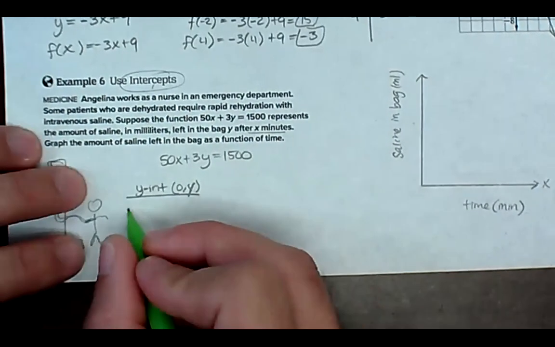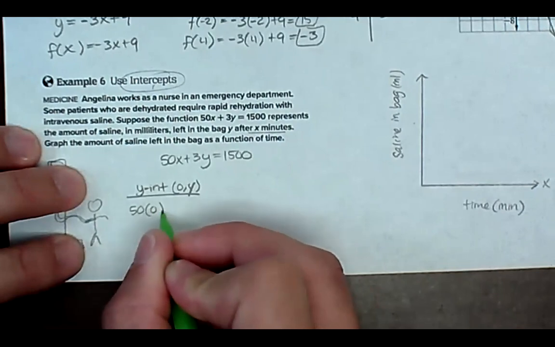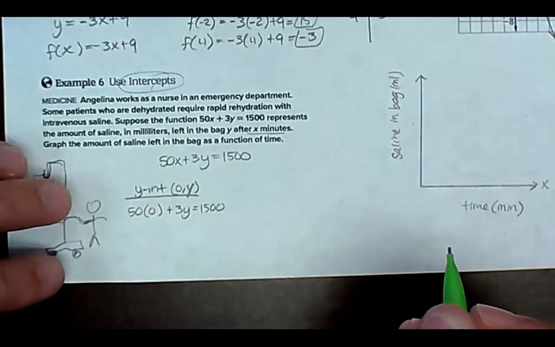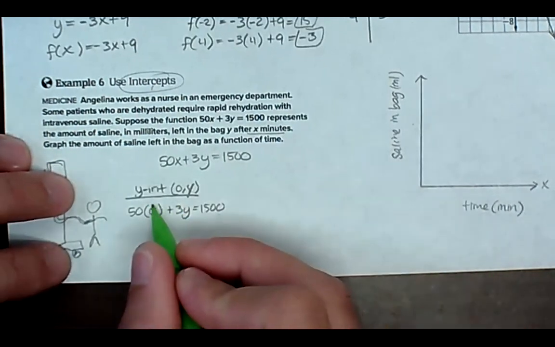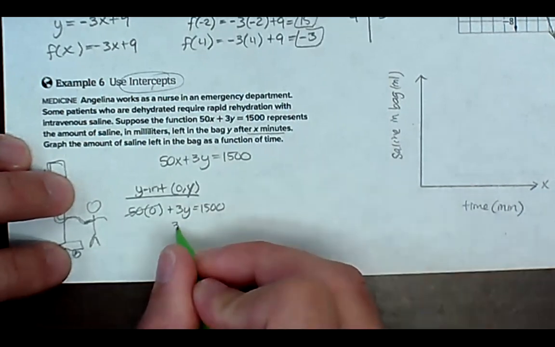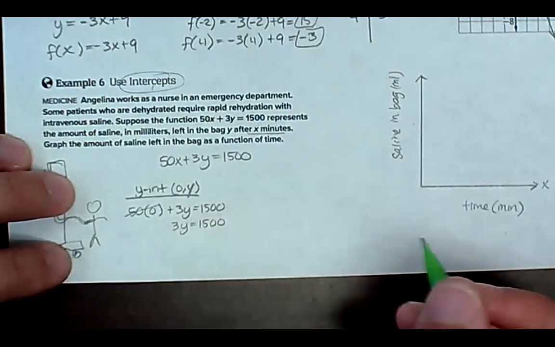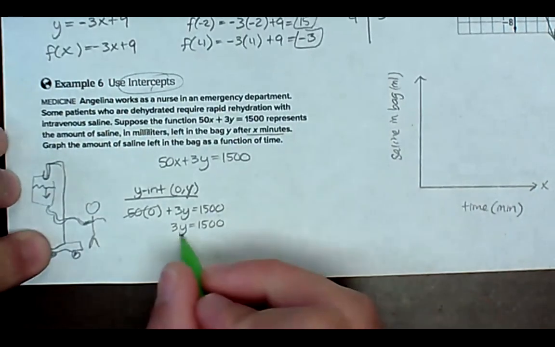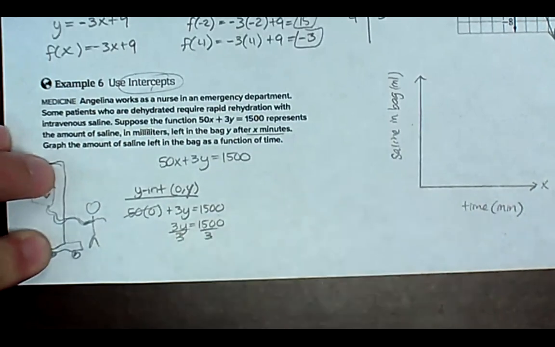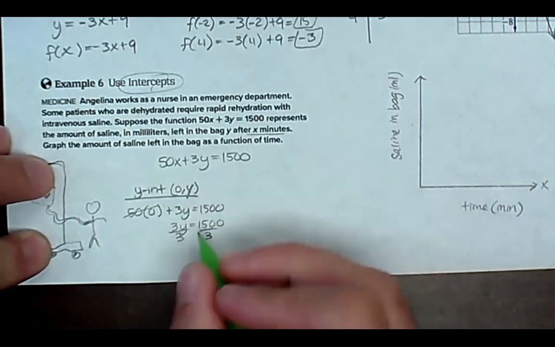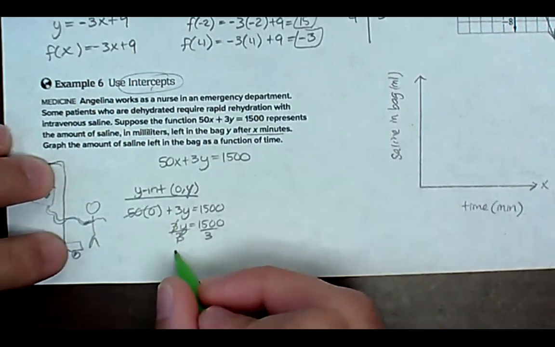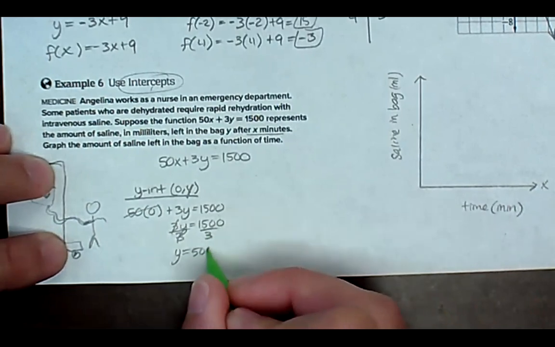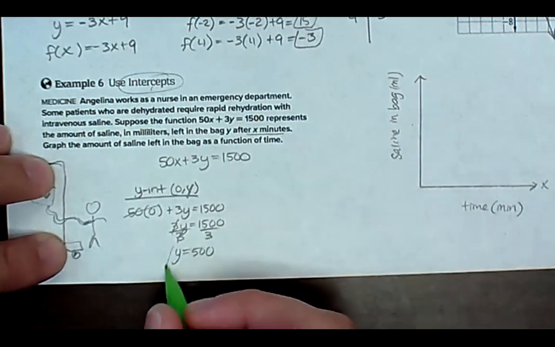So here it is: 50 times 0 plus 3y equals 1,500. What happens here? That goes away. And now I have 3y equals 1,500. What happens next? I have the 3 taken to the other side by division. Cancel, cancel, to get y is equal to 1500 divided by 3, 500. So this right here is our y-intercept.